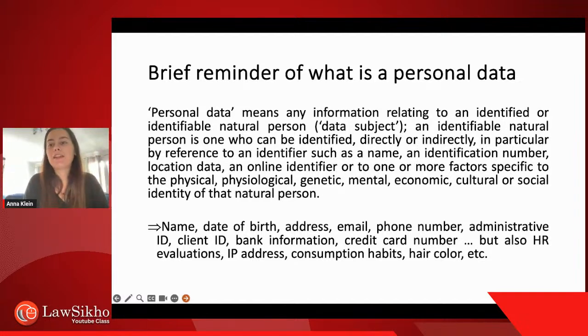So here they give us a number of examples, such as a reference to an identifier, such as a name, an identification number, location data, online identifier, or to one or more factors specific to the physical, physiological, genetic, mental, economic, cultural, or social identity of that natural person. So, for instance, if I'm giving you an income, like a given person earns, I don't know, $100,000 per year. This would be economic information, as well as social information.